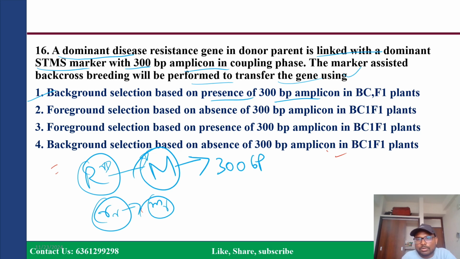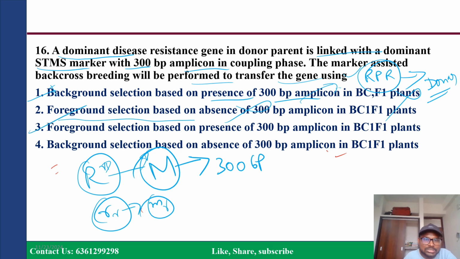No, I told you background selection is for recurrent parent genome recovery. We have to use an unlinked marker from the donor parent. It is not the option. It should be foreground selection, based on the presence of 300. This will be the right answer.